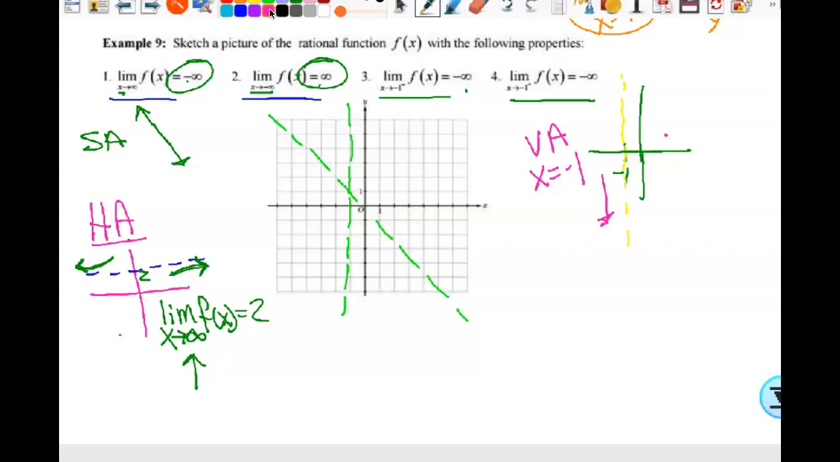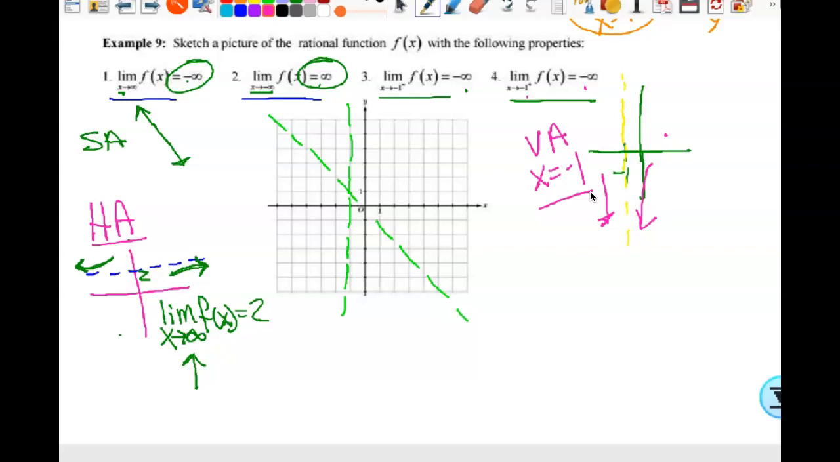But as I approach, let me go back. As I approach negative 1 from the left, I'm going to negative infinity. As I approach negative 1 from the right, I'm also going to negative infinity. Now, it does not change this, but it does change what the graph looks like, right? Sorry about that. You with me now? Speak up when I have a brain fart, okay?